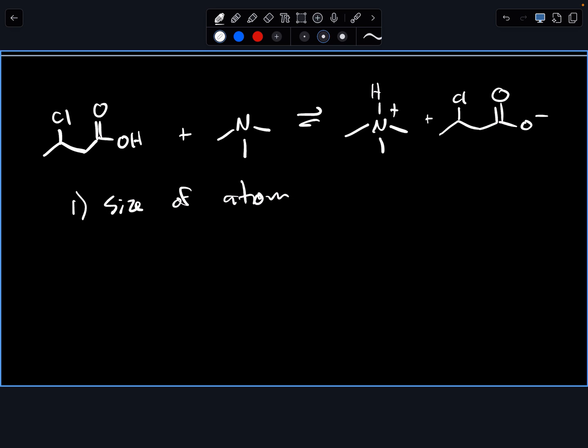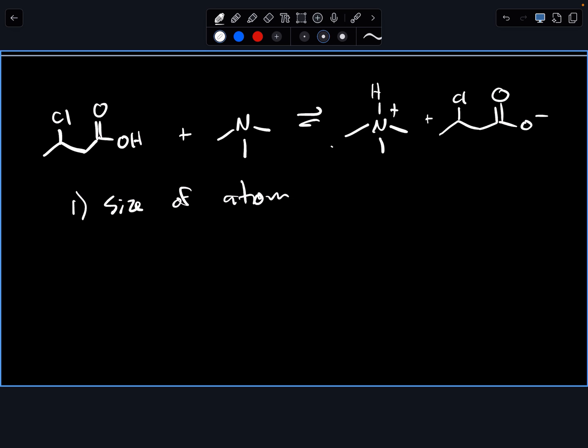You go all the way down to something like iodine. Iodine's gigantic. It's a really weak bond to iodine, and HI is a really, really strong acid because that bond is so weak. So that's the first one, size of atom.